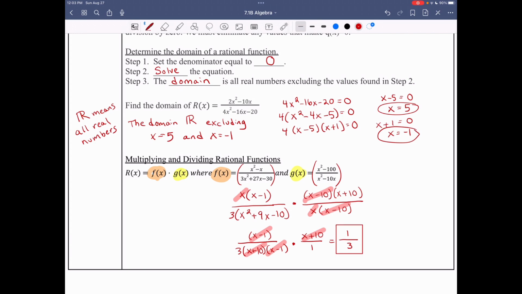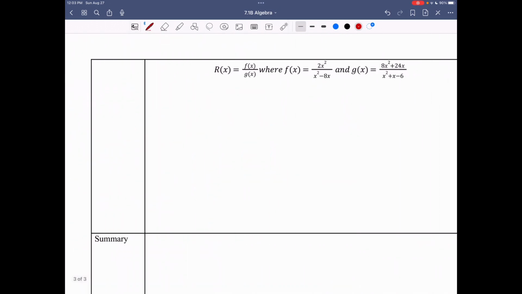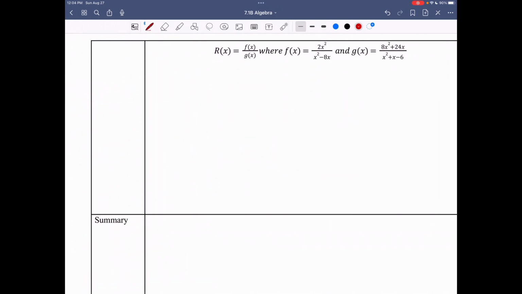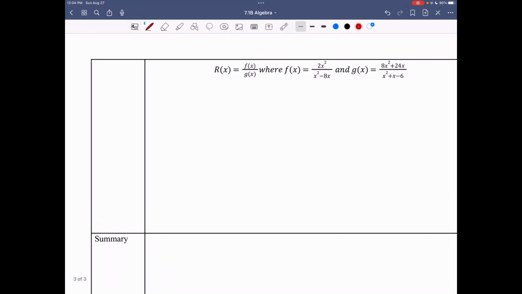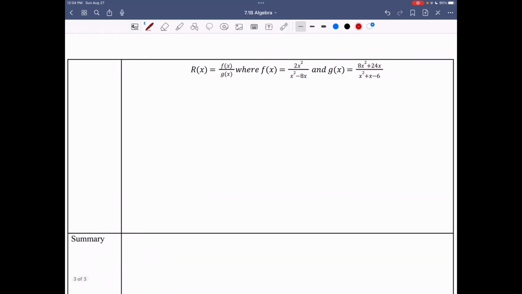Right, turn the page. You are going to complete this next problem in your groups.